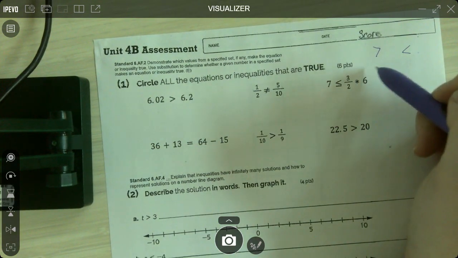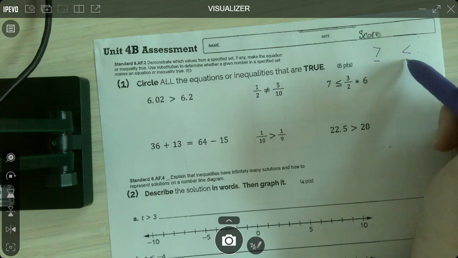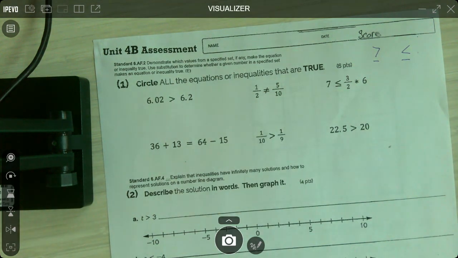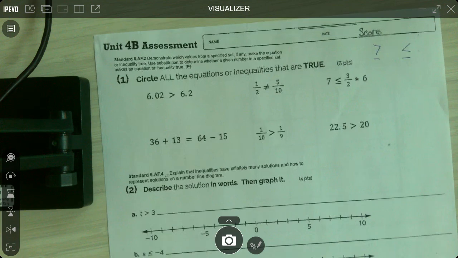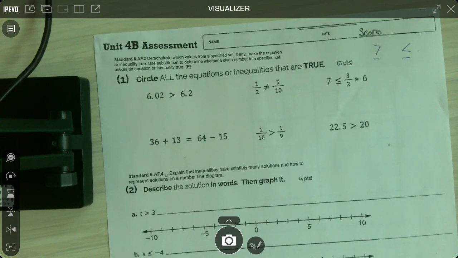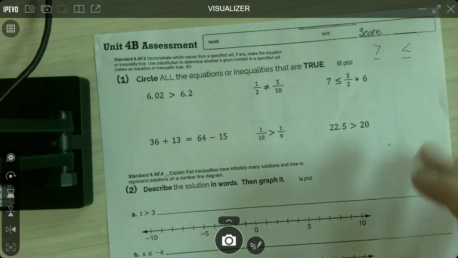And then if you see that line underneath, that tells you that it can be equal to the other number as well. So you are going to look at the equations or inequalities, and you are going to circle the ones that are true.